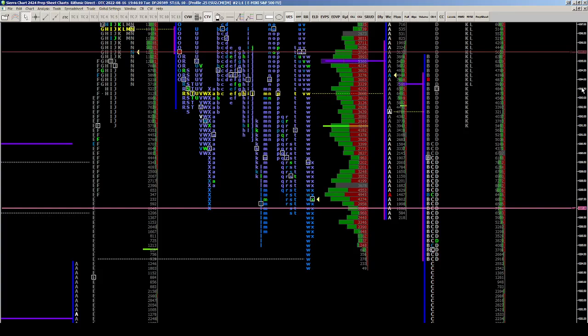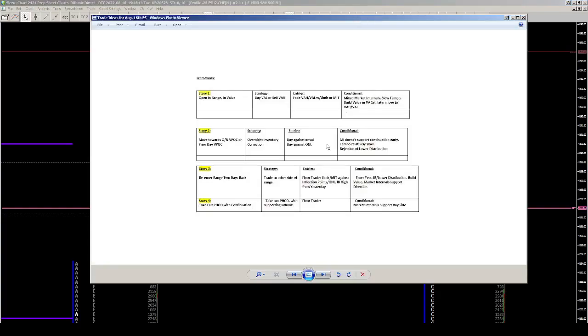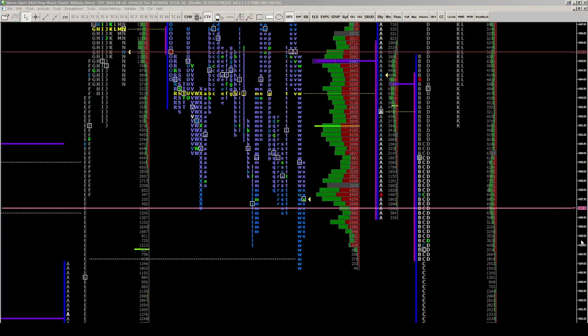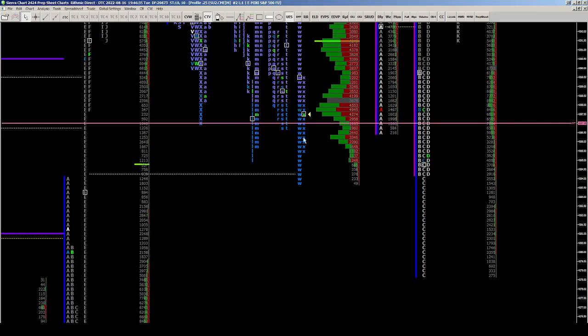So one of the conditions in this is that, let me pull this back in here. One of the conditions is that the market internals don't support continuation early, meaning it's not heavily strong to the buy side or heavily strong to the sell side, and it's a relatively slow tempo, and it rejects the lower distribution. Now, what I mean by lower distribution, I mean of the prior day. And this is important. I should have probably touched on this.